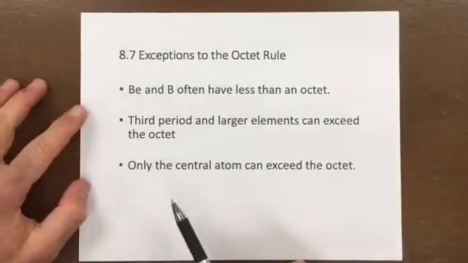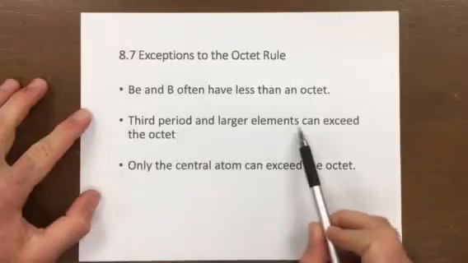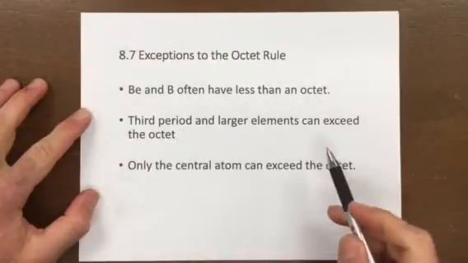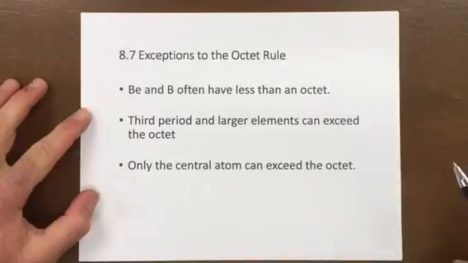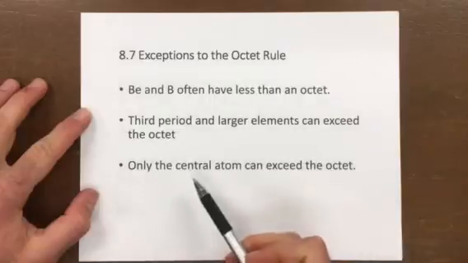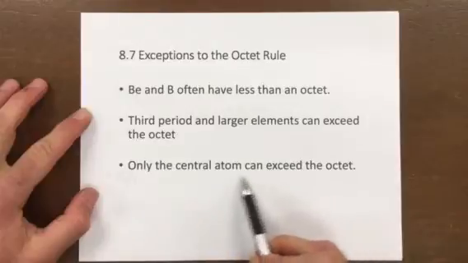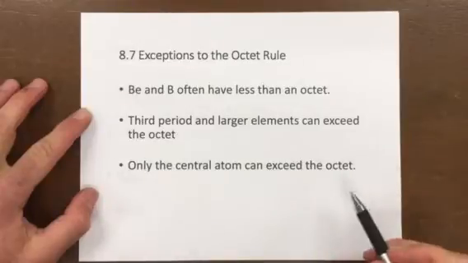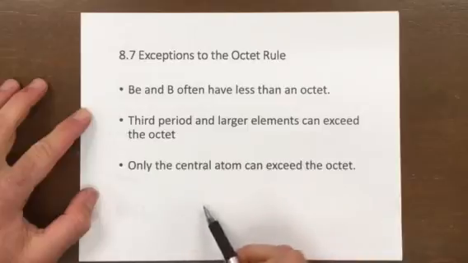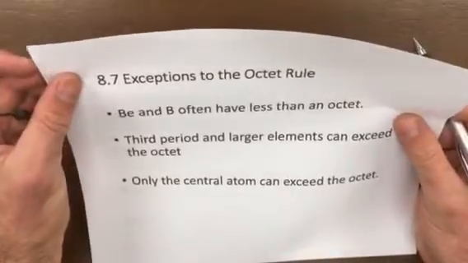And then the other exception we'll look at is exceeding the octet, and that'll happen with elements in the third period and below on the periodic table. When you get into the third period, there are d orbitals available, and so you can actually hold more than 8 valence electrons. Examples would be silicon, phosphorus, sulfur, and chlorine. They can exceed the octet, but they can only exceed the octet if they are the central atom. So we'll see that when we start drawing Lewis dot structures, you'll have to put the extra electrons on the central atom. All right, so let's look at some examples.